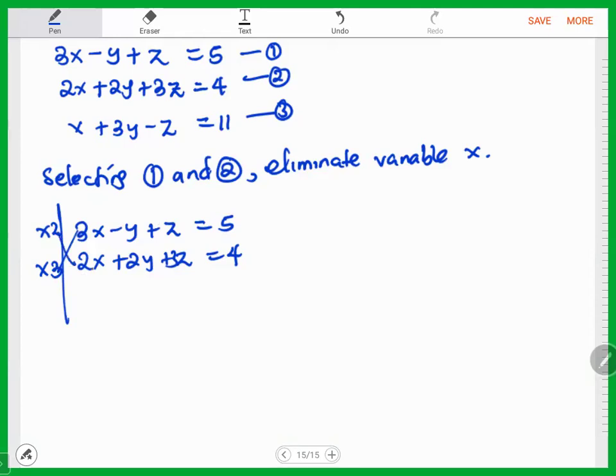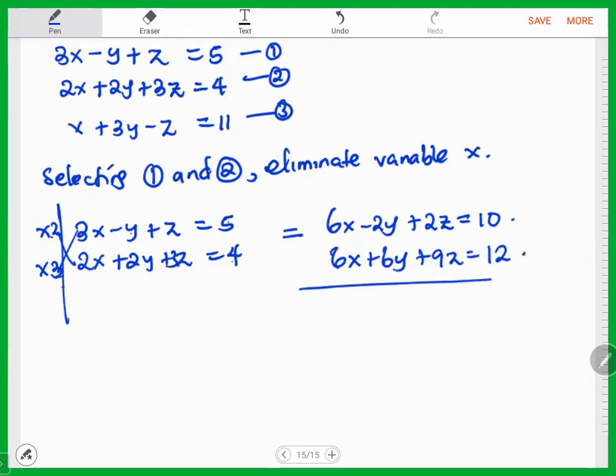2 times this gives us 6x. 2 times negative y is minus 2y. 2 times z is plus 2z is equal to 2 times 5, which is 10. 3 times 2x gives us 6x. 3 times 2y is plus 6y. 3 times 3z is plus 9z. 3 times 4 is equal to 12. We are eliminating x.